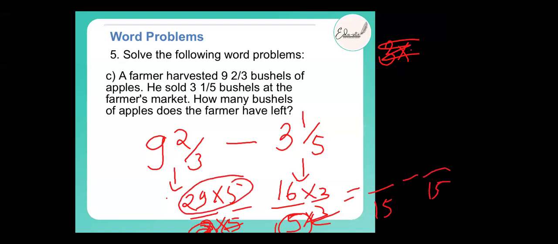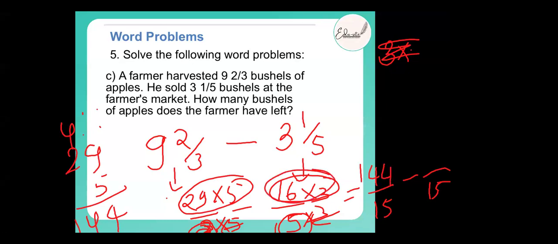So what is 29 into 5 and 16 into 3? We write 29 and 5 here. 9 times 5 is 45, 4 is carried. 5 times 2 is 10, plus 4 is 14. So it is 145 minus 16 into 3.